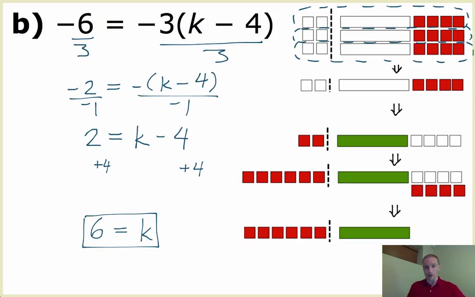And now again, there's not really a whole heck of a lot of room left over here at the bottom to do any kind of a check, but let's talk it through. If we have k equals 6, we plug it in here, we replace the k with 6. 6 take away 4 is 2, and times negative 3 is negative 6. So this is the k value that makes the right-hand side equal to the left-hand side. In other words, we have satisfied this equation and made it true.